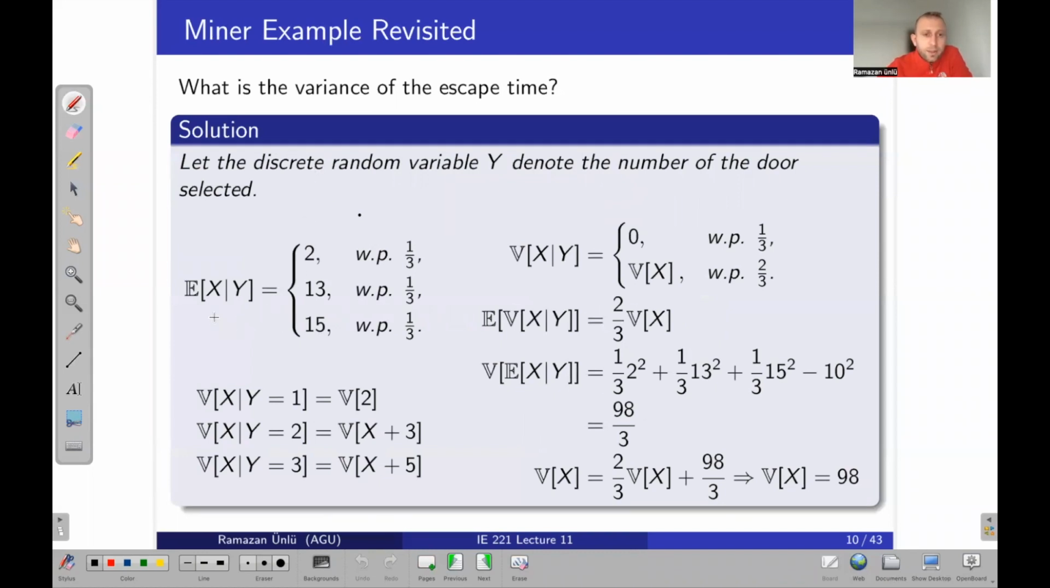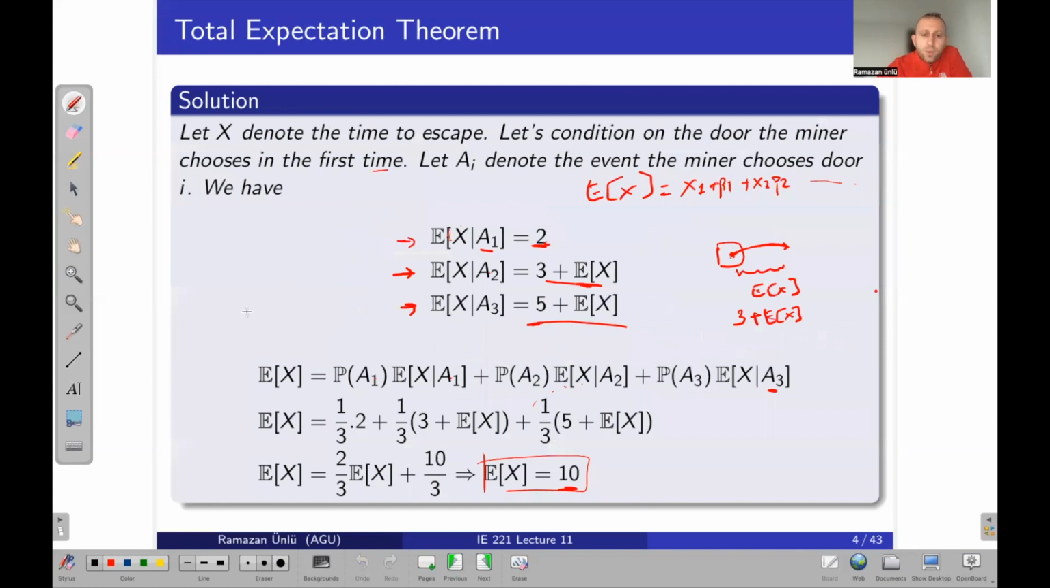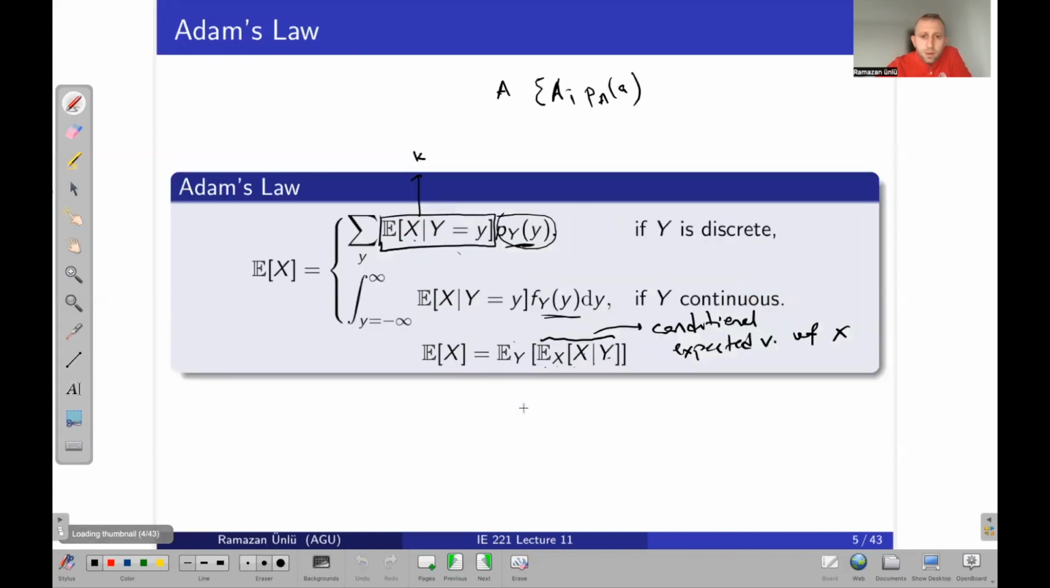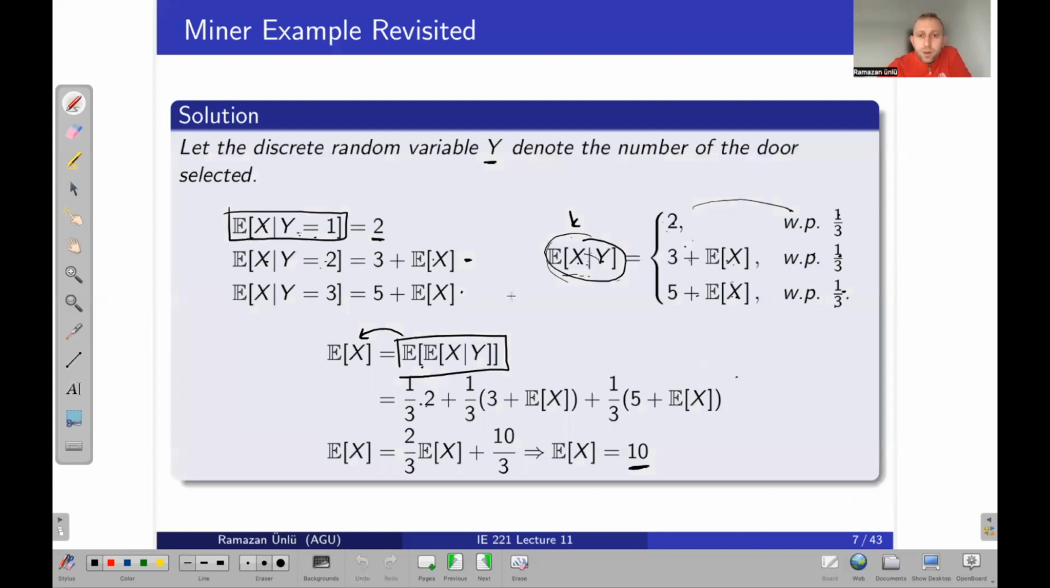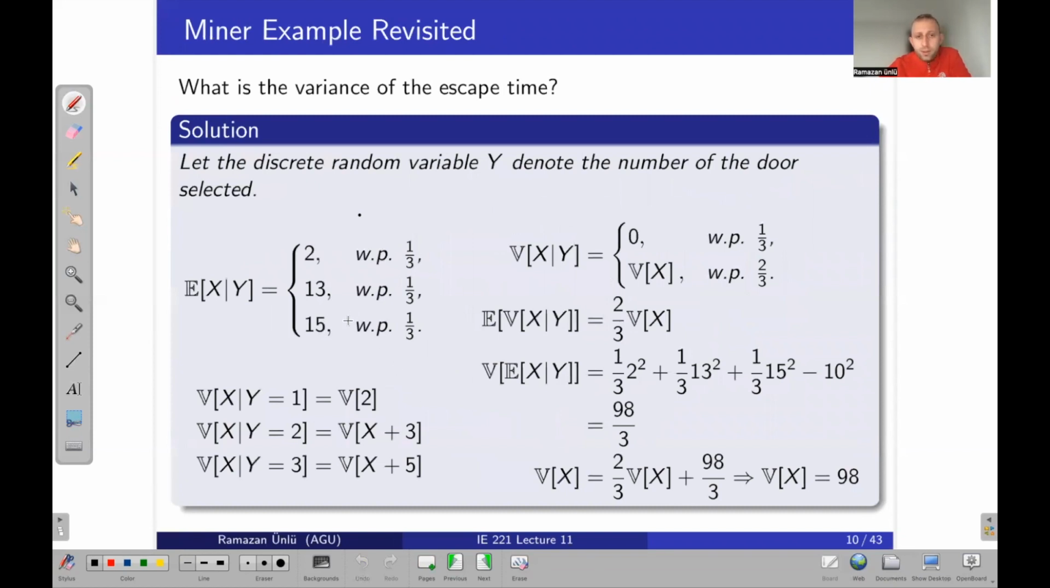Let's first write down the calculated information. Remember that, where is it? Here we found that the expected value of X is 10. We found that one, right? And where is it? Okay, for this one, the expected value of X given Y, I can write 2, 13, and 15, right? Because I have already calculated the expected value, which is 10. So I can just put that value into the summation.